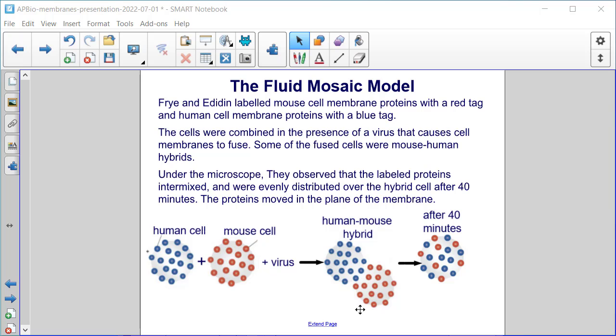And under the microscope, they observed that the labeled proteins intermixed and were evenly distributed over the hybrid cell after 40 minutes. So when we get these fused mouse-human hybrids, we can confirm their fluidity because after a period of time, they are evenly distributed over that hybrid cell. The proteins moved in the plane of the membrane so that they were evenly mixed.